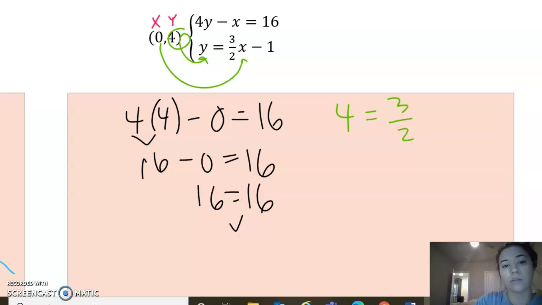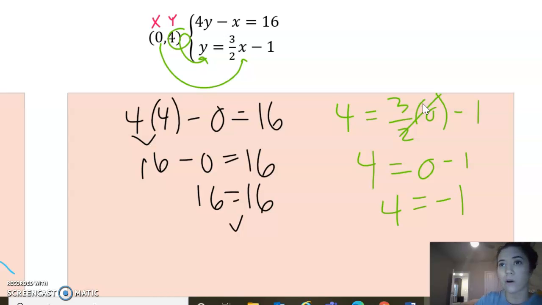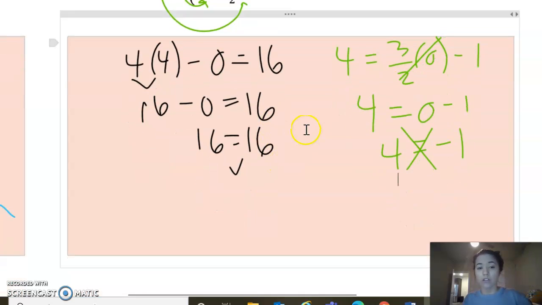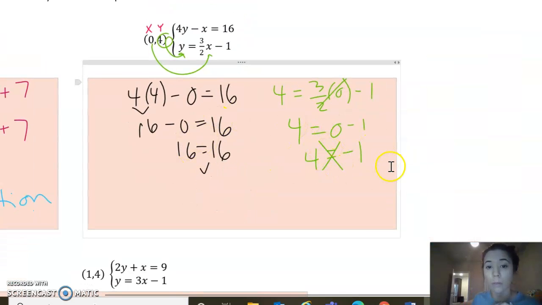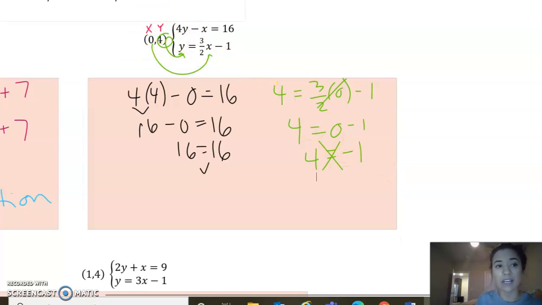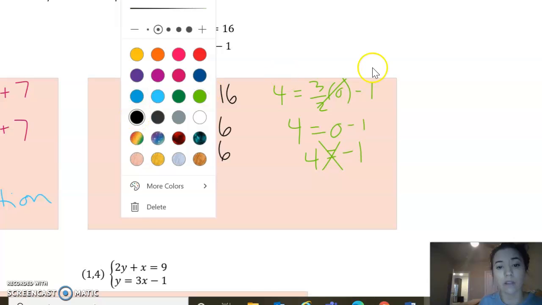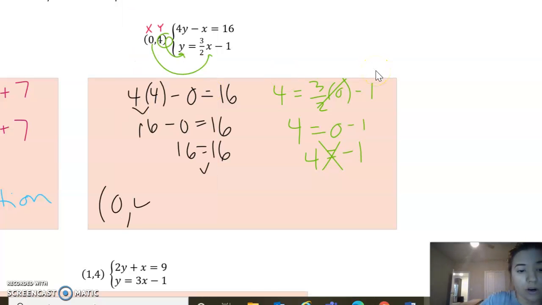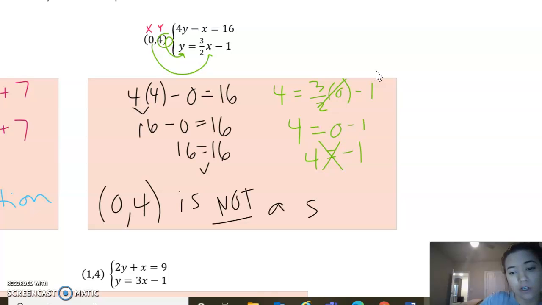So y is 4 equals 3/2 times x, which is 0, minus 1. We get 4 equals, anything times 0 is just 0, minus 1. So we get 4 equals negative 1. 4 does not equal negative 1. That is not true. So now, because it's not true for both, (0, 4) is not a solution to the system. So I'm going to say (0, 4) is not a solution.